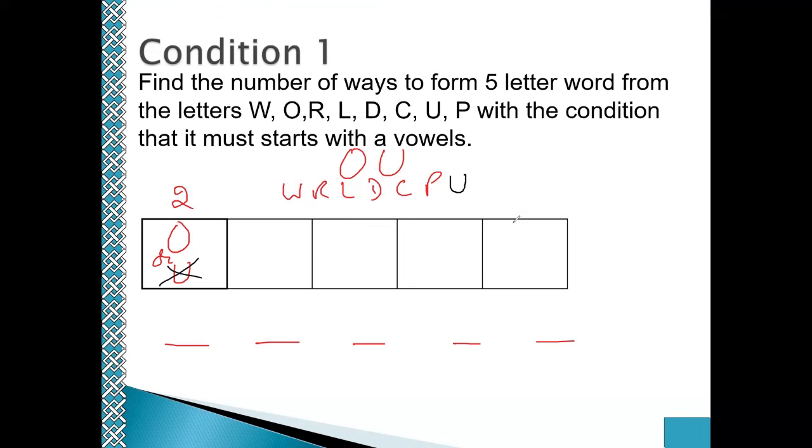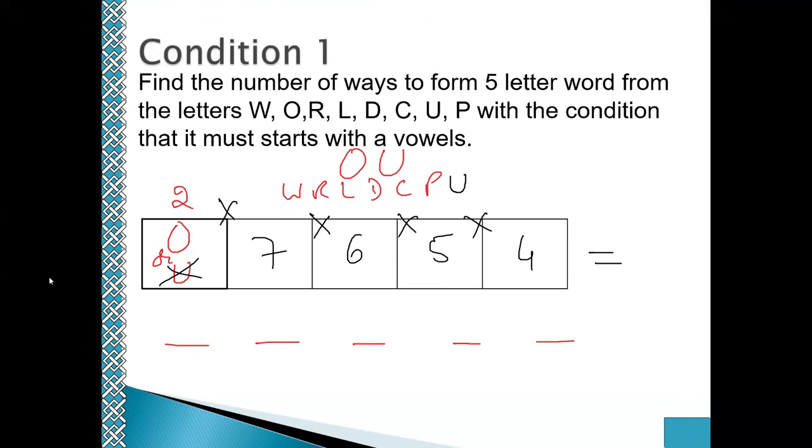Because only one letter will occupy the first place, either I will go with O or with U. If I am going with O, that means U is free now, and U can be used in other blanks. So tell me, how many letters do I have to fill the second place? Out of 8 letters, only 1 letter is used, so I have 7. Now I have used one more letter, I have 6 left. Again one more. So what is your answer? It is 2 into 7 into 6 into 5 into 4. That is your answer.